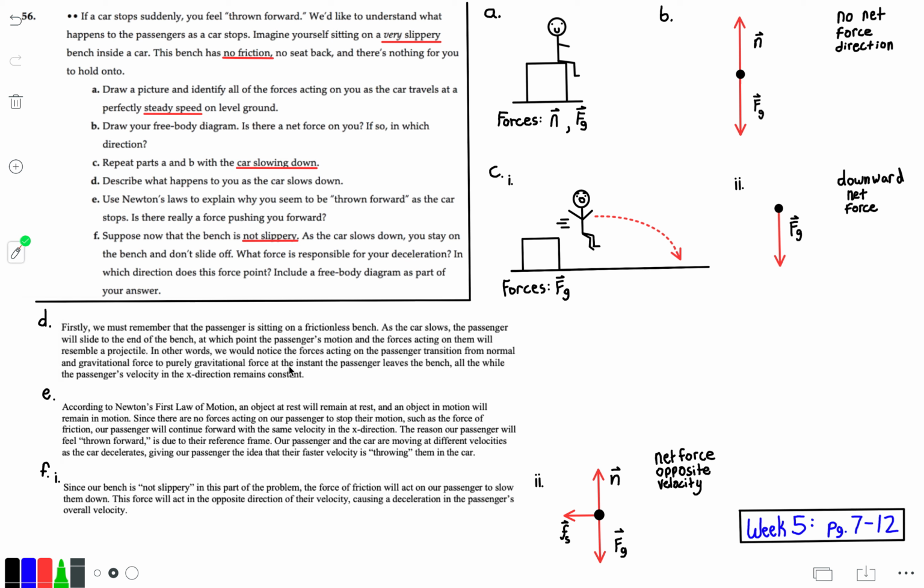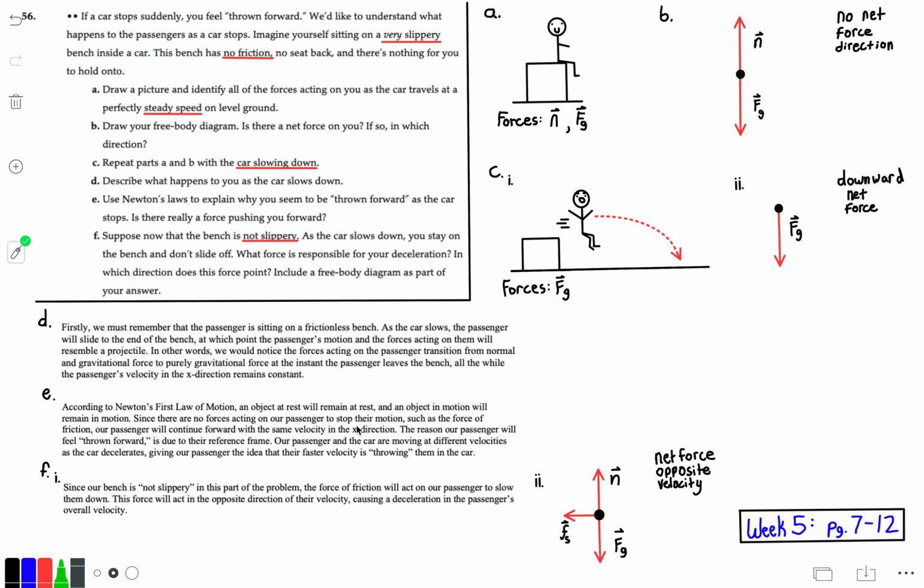All right, so for part D, E, and F, I've done some write-ups. If you want to take a look at those, they go into a little more depth, but I'm just going to briefly explain what each of them says. As I mentioned, the passenger is acting as a projectile, transitioning from normal force and force of gravity to just force of gravity. And our passenger is continuing at a constant velocity in the x direction, which does not change as they slide off of the box.